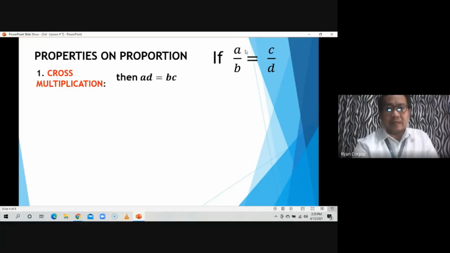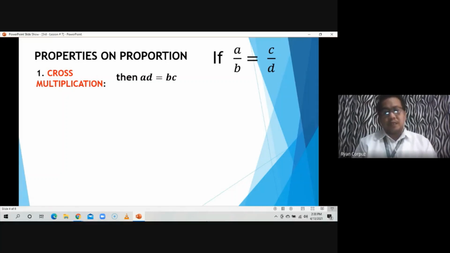Ano ba yung AD na yan? Pag sinulat natin ito in column form, A over B is equal to C over D. That AD is the extremes while BC are the means. AD are the extremes while BC are the means. So, it is just like we are applying also the fundamental law of proportion when we are solving for the unknown variable in a given proportion.